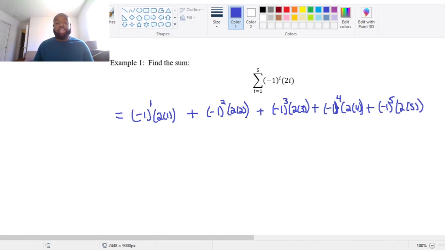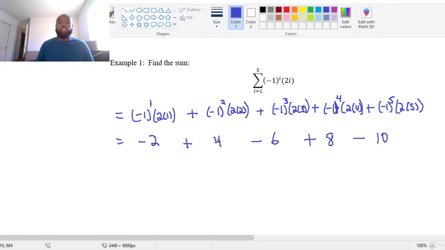We add up those terms together, and then the rest is just simplifying. So we know we have negative 1 to the first power. That's going to be a negative, and 2 times 1 is 2. We have negative 1 to the second power, which is a positive 1, and 2 times 2 is 4. Here we have negative 1 to the third power, so I'm going to write that as a minus, and that's 2 times 3, which is 6. Then negative 1 to the fourth power is positive, so I'm going to write plus 2 times 4, which is 8. And then negative 1 to the fifth power is negative, so I'm going to have a minus 2 times 5, which is 10.